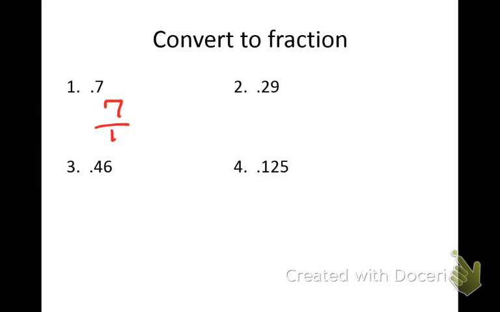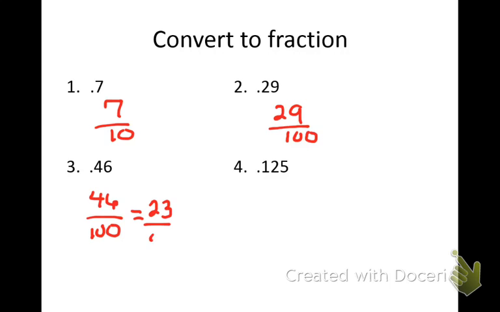If it does simplify, you would need to, and that one doesn't. What place is the last digit in here? The 9 is in the hundredths place, so this is 29 hundredths. The 6 is in the hundredths place, so it'd be 46 hundredths, but this one we can simplify. 2 goes into both of them, so you divide them both by 2, you get 23 fiftieths. Nothing goes into that, so you'd be in good shape.